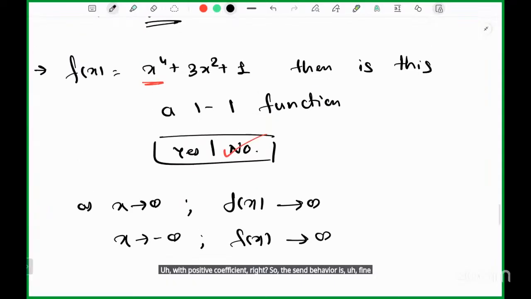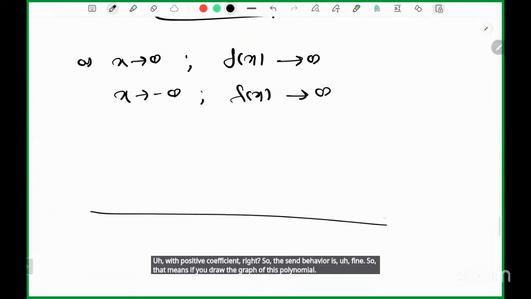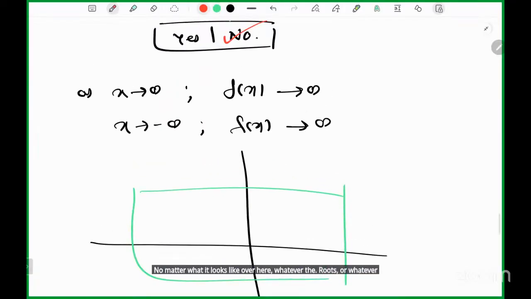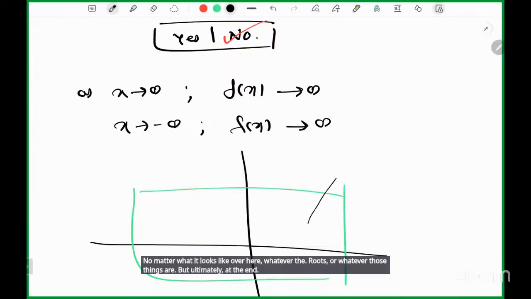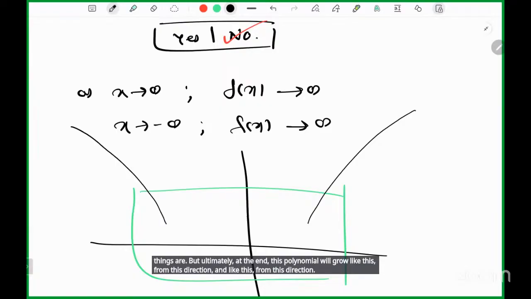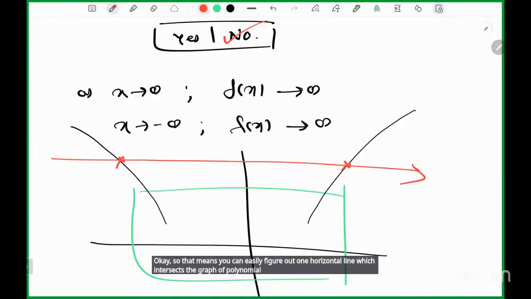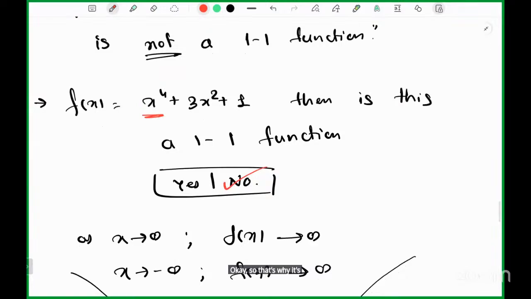So if you draw the graph of this polynomial, no matter what it looks like over here, whatever the roots or whatever those things are, ultimately at the end, this polynomial will grow like this from this direction and like this from this direction. So you can easily figure out one horizontal line which intersects the graph of the polynomial at more than 1 point. So that's why it's not a 1-1 function.